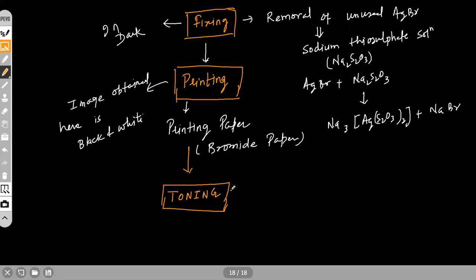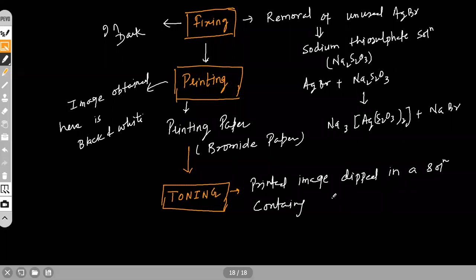Now for toning, the printed image is dipped in a solution containing the salt of gold or platinum or selenium. Okay, any one of these sorts. So this is the last step of photography.